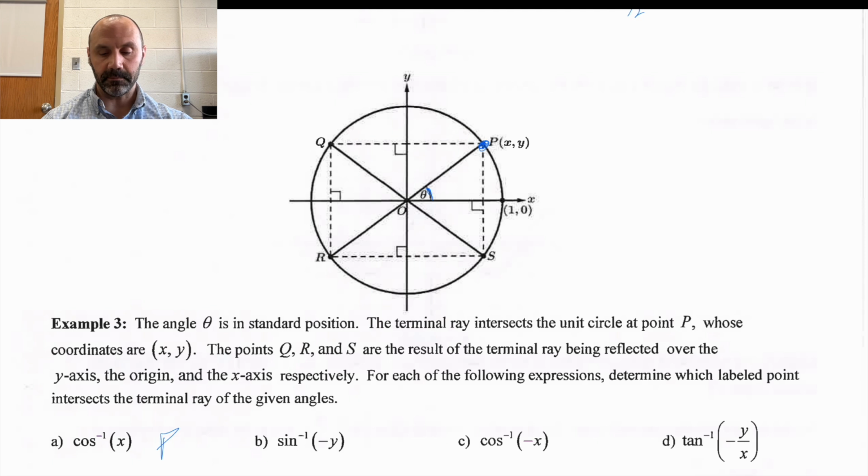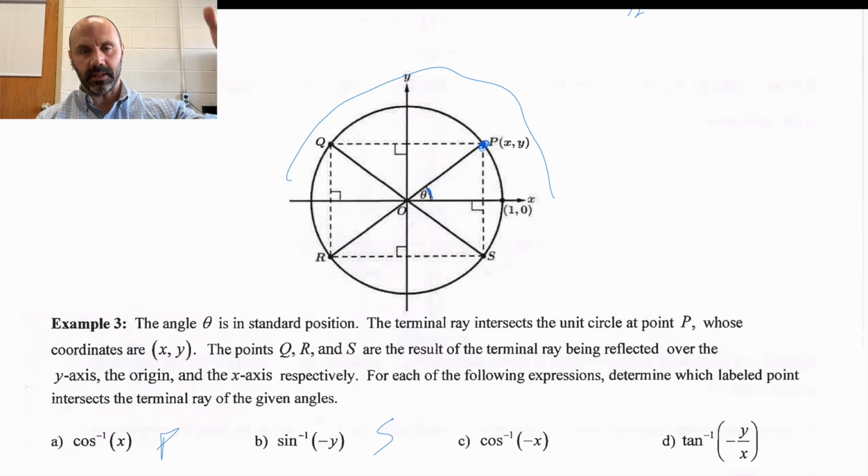Inverse sine of negative y. Okay, so inverse sine, I'm in the first and fourth quadrants, so I'm somewhere in here, and it's the negative of the y, and so the answer here is going to be S. And then inverse cosine of negative x. So again, cosine means I'm going to be in the top half from 0 to pi, and it's negative x, and so that's going to be point Q.